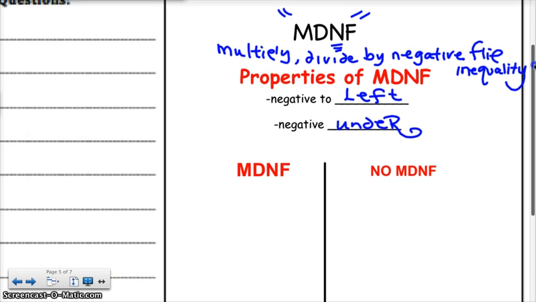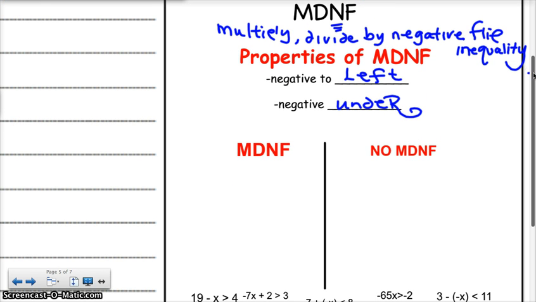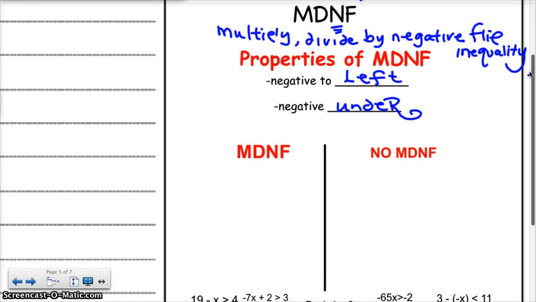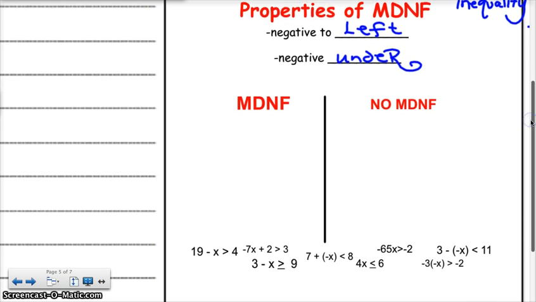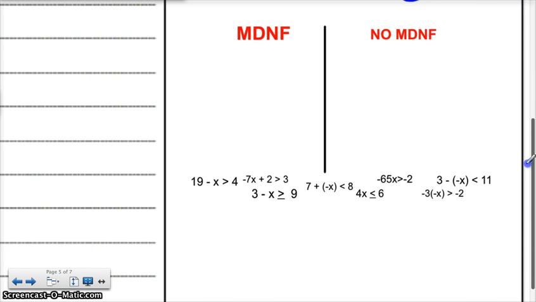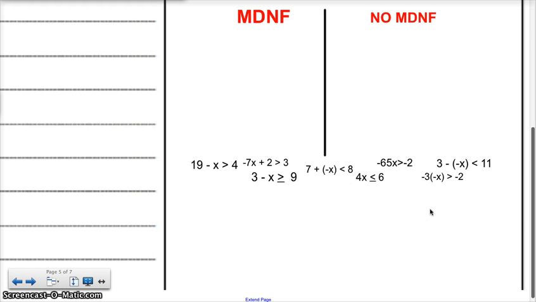Okay? Let's try to see if we can identify what we would MD and F. You don't need to solve these. We're just going to identify. I have to ungroup it quick. Okay, so when I prompt you on these, you're looking to see if there's a negative to the left or if there's a negative under it. If there's a negative to the left of the variable, you're MD and Fing it, okay?